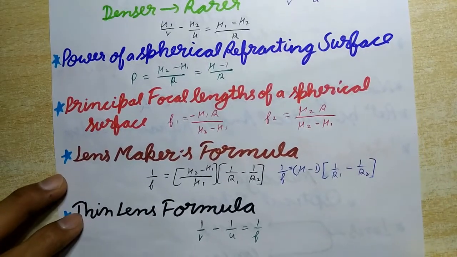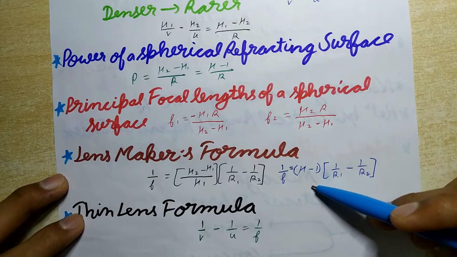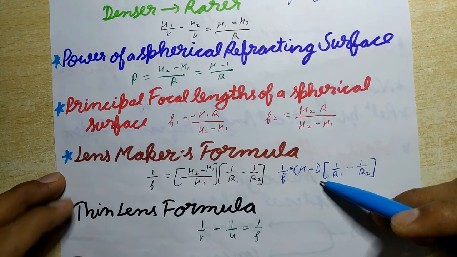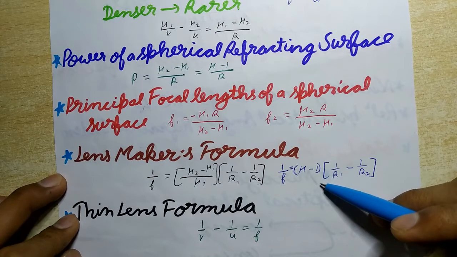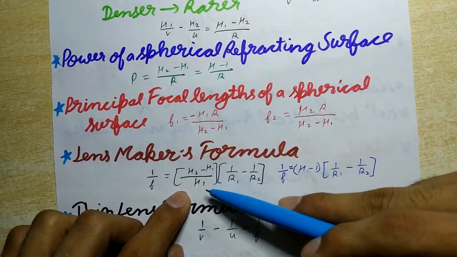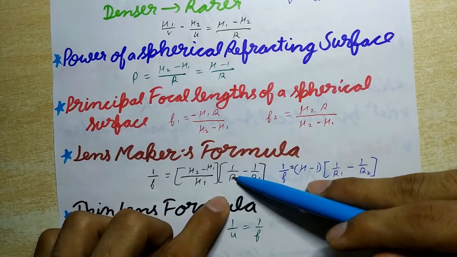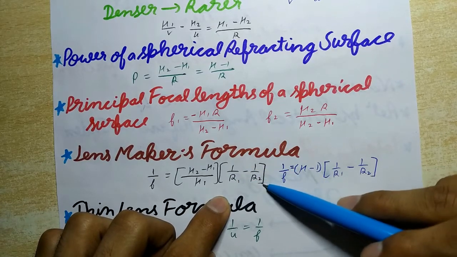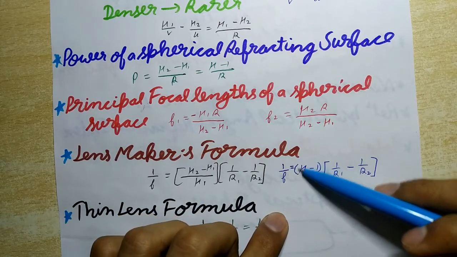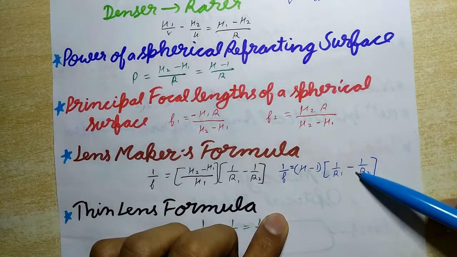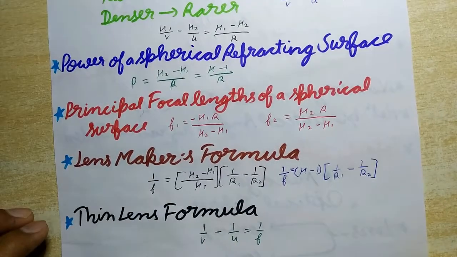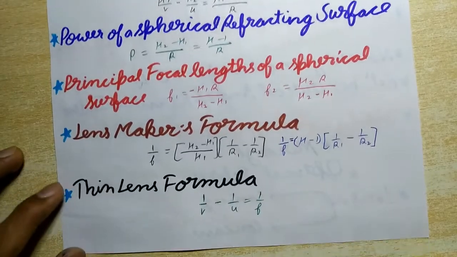Now next is lens maker's formula. This formula relates the focal length f to the refractive index mu and the radii of curvature R1, R2 of its spherical surfaces. So 1 upon f equals, in the bracket, mu2 minus mu1 upon mu1, and in the second bracket 1 upon R1 minus 1 upon R2. For a lens placed in air, 1 upon f equals mu minus 1, in the bracket 1 upon R1 minus 1 upon R2. Now next is thin lens formula.